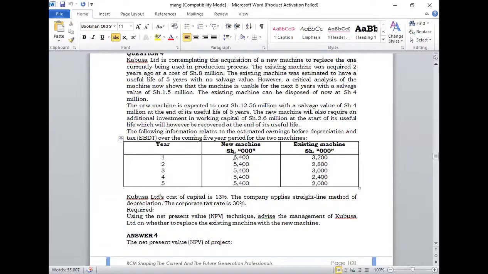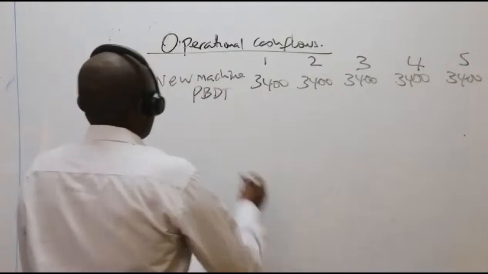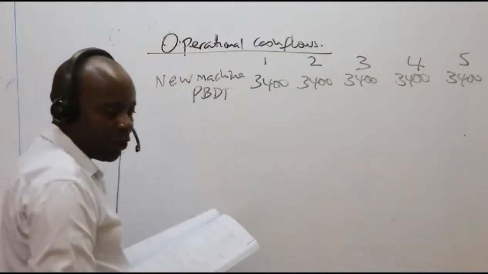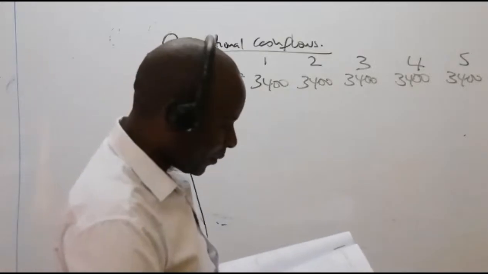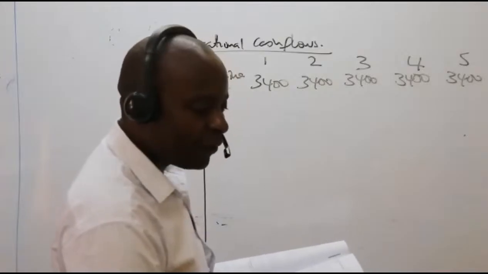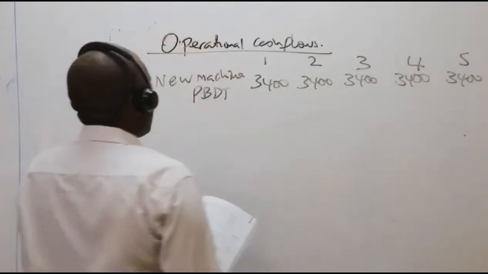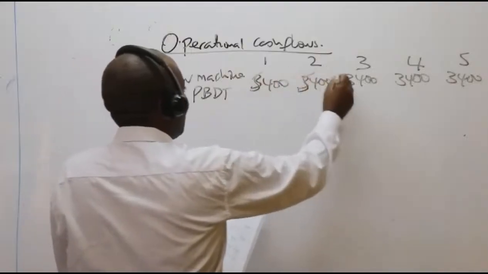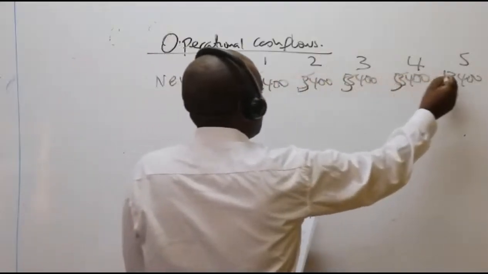They have given us the profit before depreciation and tax for the new machine. And then we have the profit before depreciation and tax for the old machine, right? So please get there and copy these very fast. I hope you are able to see the ones of the old machine. So for the old machine, what do we have here, somebody? Oh, it's 54, not 34, right? Yeah, it's 54. Thank you very much.